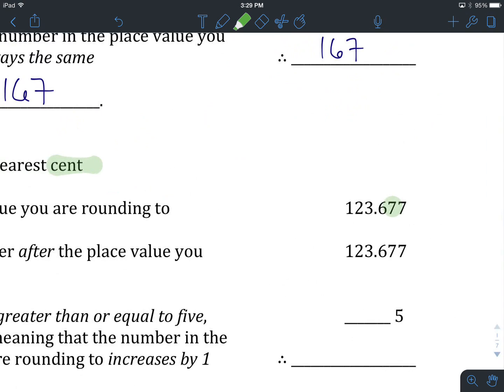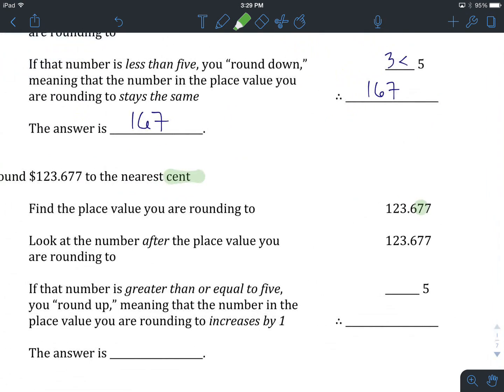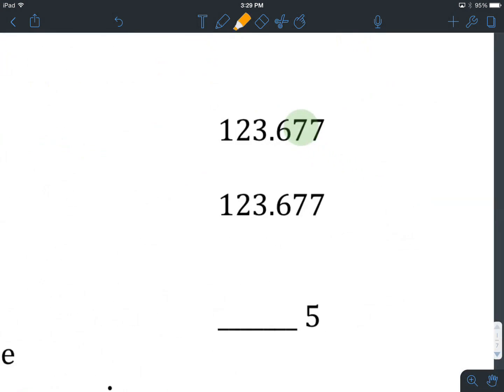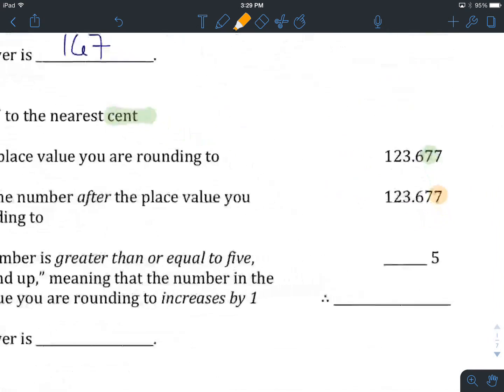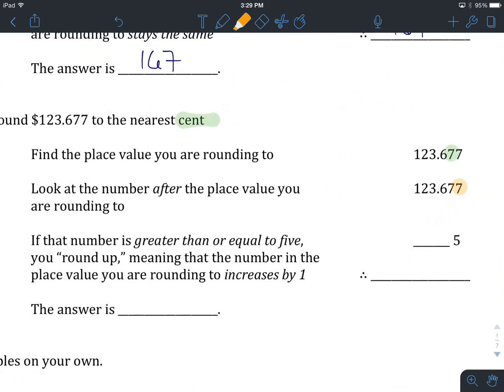Second step, same as before. We're going to look to the number after the place value we're being asked to round to. This happens to be another 7 in example number 2. Now, if the value of the number after the place value you're rounding to is greater than or equal to 5, so it could be 5, 6, 7, 8, or 9, we're going to round up. And this time it's a little less misleading because what it actually means is the number that you are rounding will go up by a value of 1.